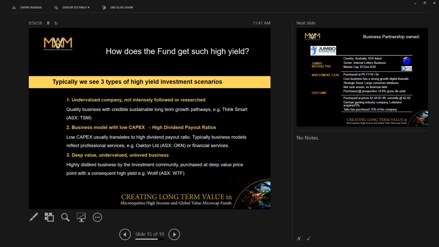It's an unloved business, but the market, in all its wisdom or lack thereof, has completely driven the market value down to a price point where there exists a very large gap between the intrinsic value and the market value. And at that point in time, if it meets all our other investment criteria, Microequities will deploy capital and enter into a business partnership.